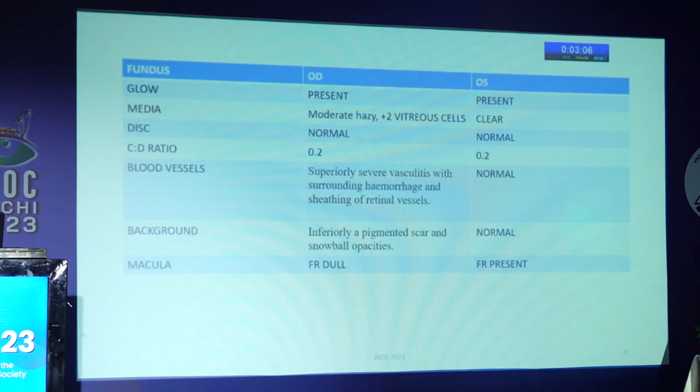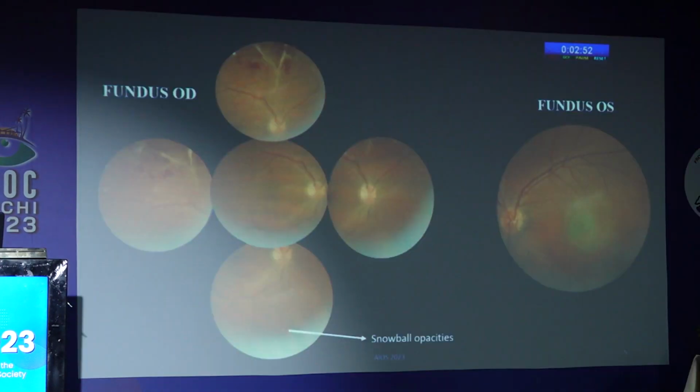On fundus examination, right eye fundus showed +2 vitreous cells, and there was superiorly severe vasculitis with surrounding hemorrhages and sheathing of retinal vessels, with inferiorly a pigmented scar and snowball opacities. Left eye fundus was within normal limit. This is the fundus picture showing superior vasculitis and inferiorly snowball opacities and a pigmented scar. Left eye fundus was within normal limit.